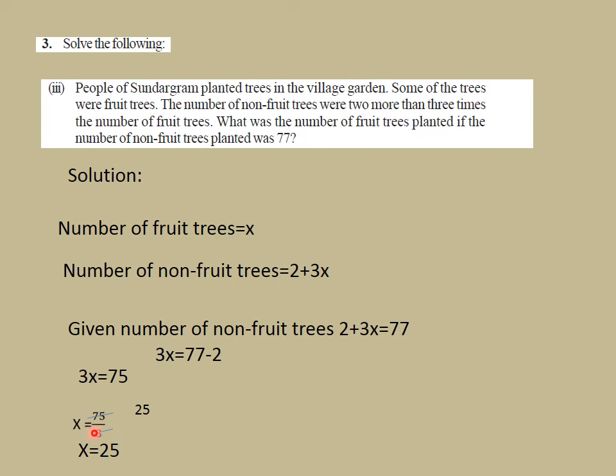How many times does 3 go into 75? 3 2s are 6. So 7 minus 6 is 1. Then 15, 3 5s are 15. So 25 is left after cancellation. So the x value is 25. So the number of fruit trees is equal to 25. Okay.